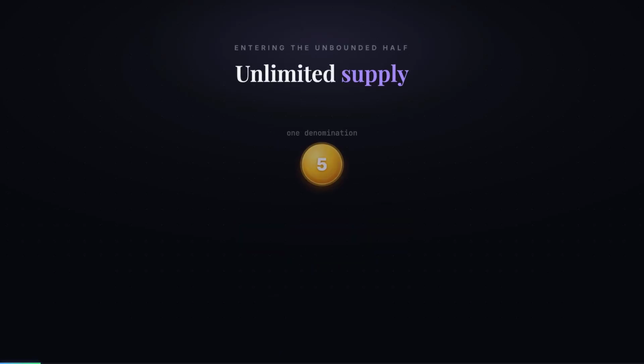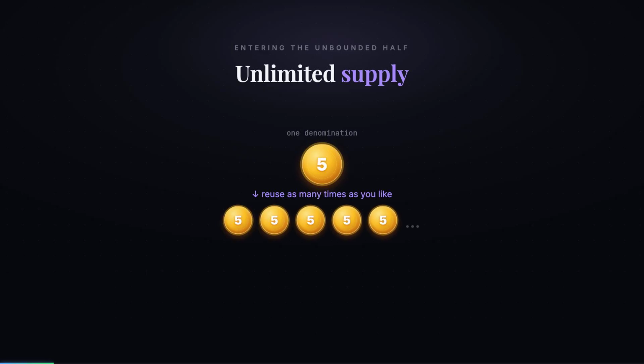This is the unbounded world. Every coin has unlimited supply. You may reuse the same denomination as many times as you like. And that single freedom is unlocked by one tiny change to the recurrence.